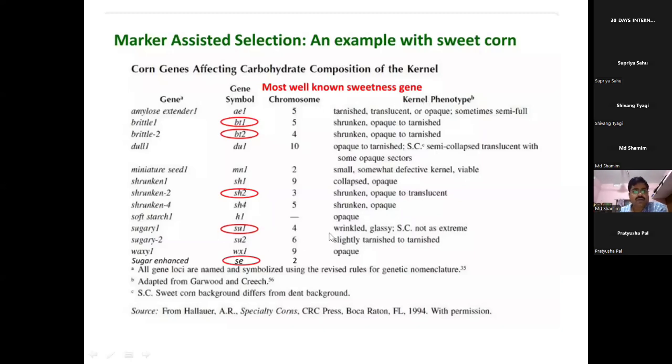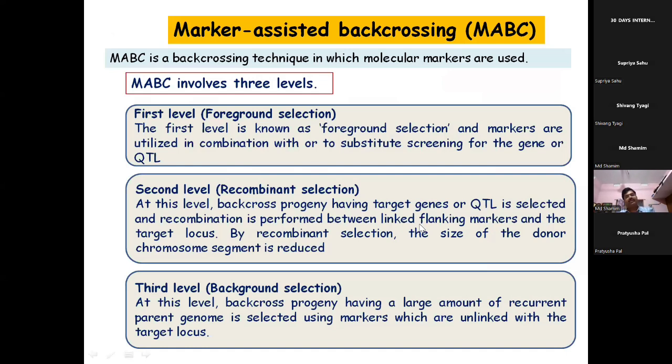The second method is marker assisted backcrossing. Simply, this is a backcrossing method in which molecular markers are used. Common basic backcrossing is where we only backcross the F1 with the recurrent parent and select the traits.